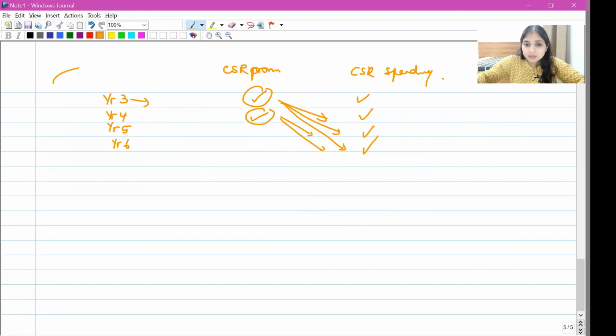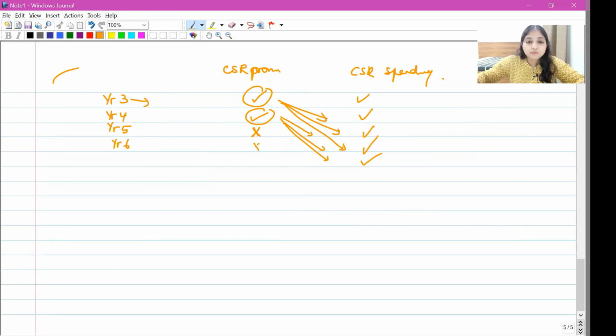So for the next 3 years, you don't have a choice. You have to follow the CSR spending conditions; 2% you have to spend on CSR. Let us say in year 5, CSR provisions are not fulfilled: net worth is also less than 500 crores, turnover is also less than 1000 crores, net profit is also less than 5 crores. Just because in year 5 it is not fulfilled doesn't mean in year 5 you don't have to spend. You'll still have to spend. Why? Because of the 3 years condition.